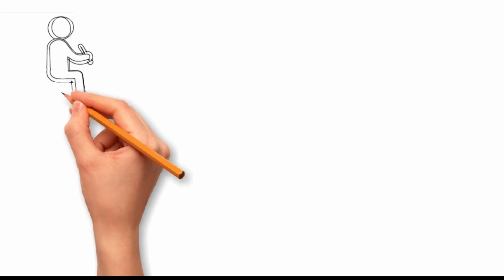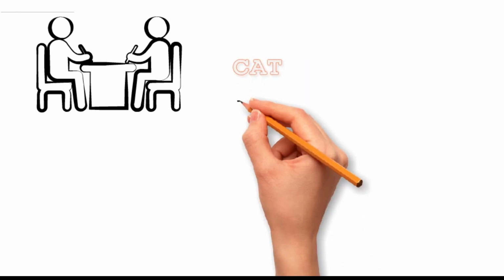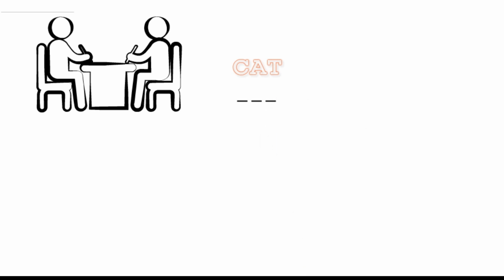To play Hangman, we need at least two players. One is the host and the other is the guesser. The host thinks of a word and draws blank lines for each letter in the word. For example, if the word is cat, the host draws three blanks. The guesser takes turns guessing letters that might be in the word.